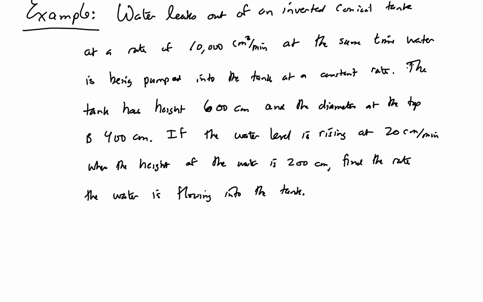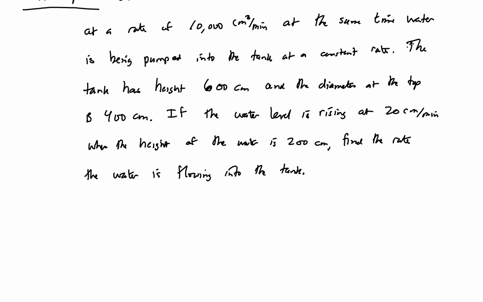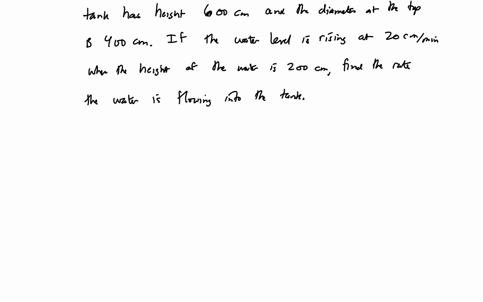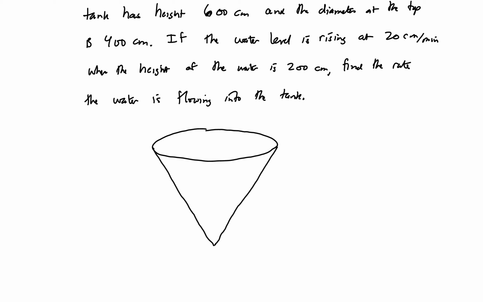So we'll start this like we've started all of them so far, and we're going to draw a picture. So here's a picture of our tank. We know that the diameter of the top is 400, so that means the radius is 200. And we know the height of the entire thing is 600.